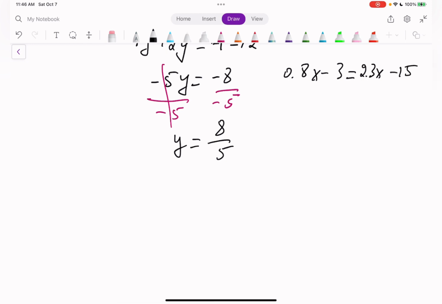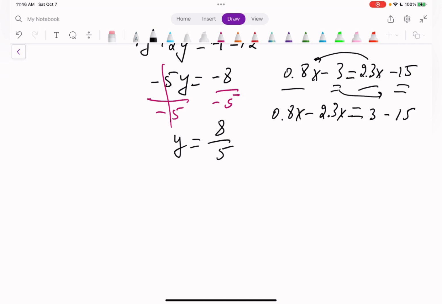All right, so like terms: 0.8x minus 2.3x, moving over the equal sign, equals positive 3 minus 15. So negative 2.3 plus 0.8 is going to be negative 1.5x, because with a positive and a negative we subtract and use the sign of the greater absolute value, right? The absolute value 2.3 has a negative sign, so we put negative. 3 minus 15 is negative 12.